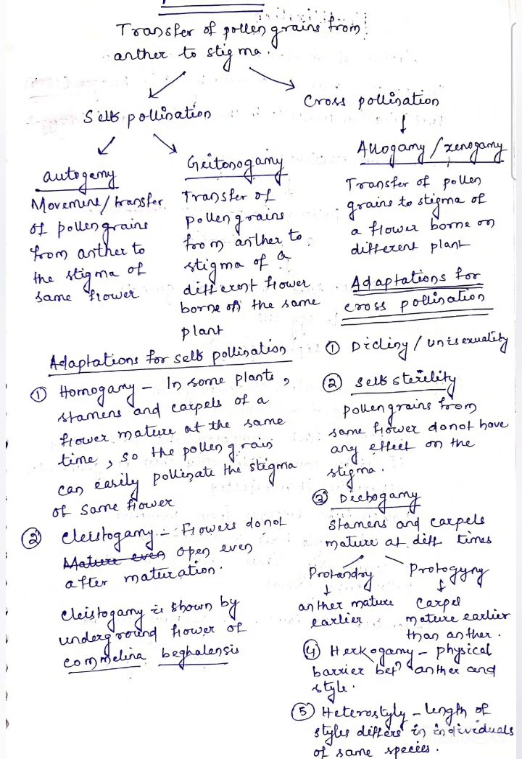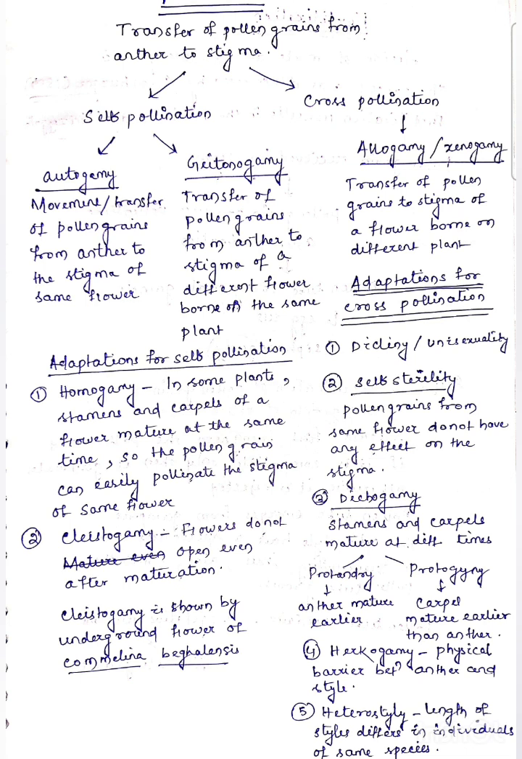Then after that pollination occurs, the transfer of pollen grain to the female reproductive part of the plant, or stigma. It can be of 2 types. One is self pollination or autogamy, which can be geitonogamy, and the other is cross pollination. So see, in self pollination, the pollen grain from the same plant will be transferred to the same flower or to another flower born on the same plant. But in case of cross pollination, the pollen grain is transferred from one plant to the flower of another plant.